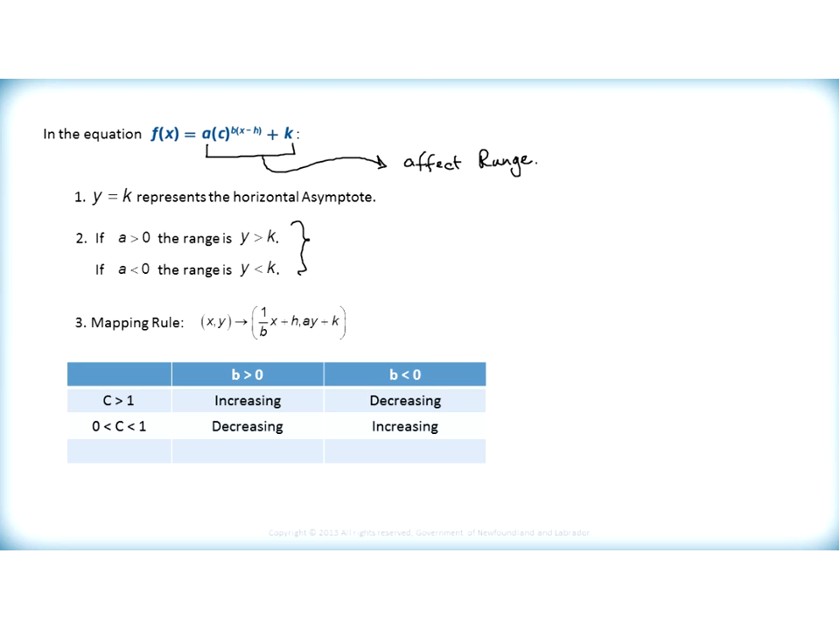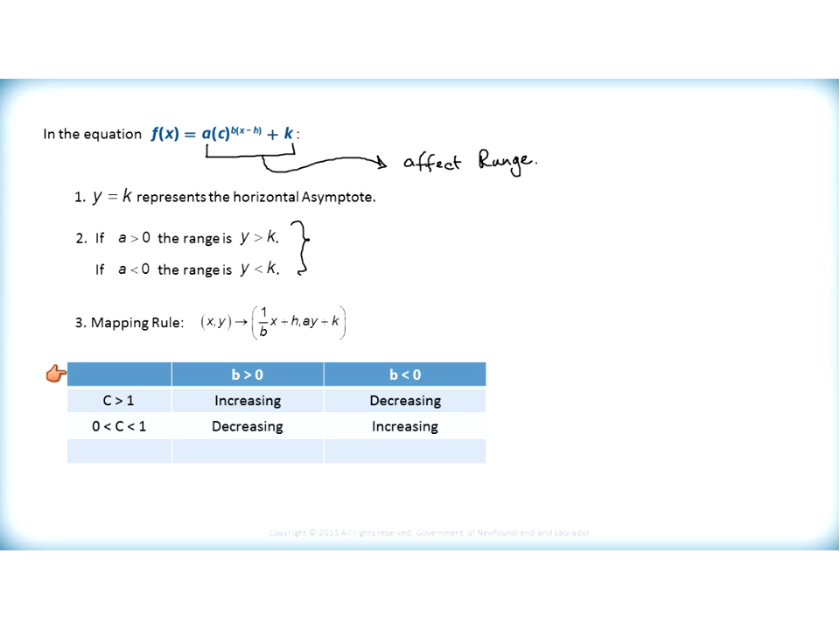Simply remember this here. Of course, your mapping rule for the entire function is x, y maps to 1 over b times x plus h, a y plus k. Again, notice that I've taken the reciprocal of b to get 1 over b. I take the opposite of the x plus h to get x minus h. I keep the a as it is, and it's a y plus k. I keep the k as it is. Whatever sign you see here goes in your mapping rule.